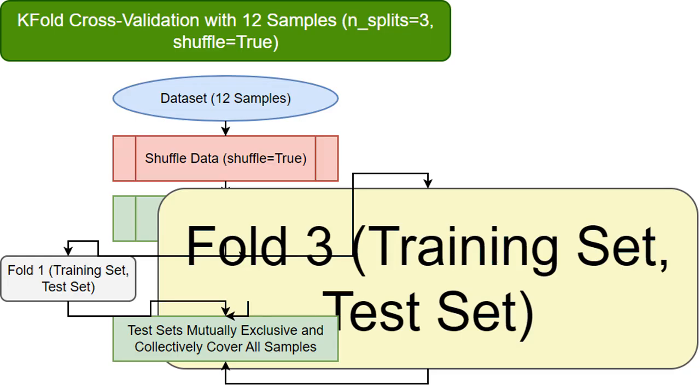The same idea applies here: a training set and a unique test set distinct from folds 1 and 2. This is all done with a specific algorithm for the sake of better model evaluation and less bias.